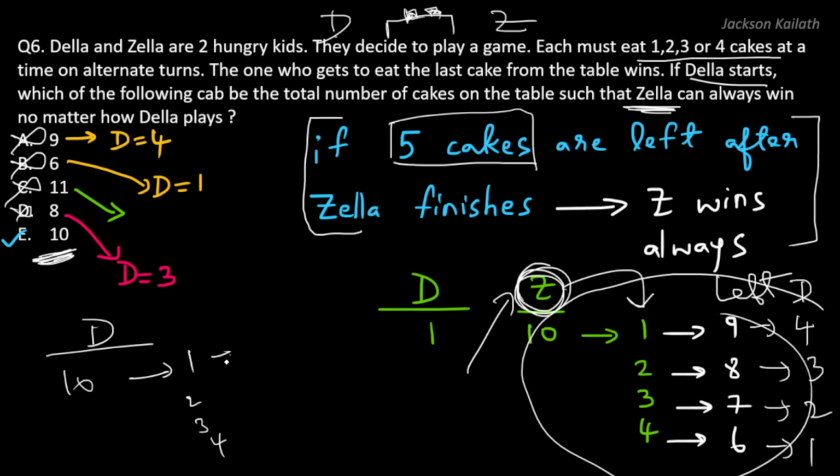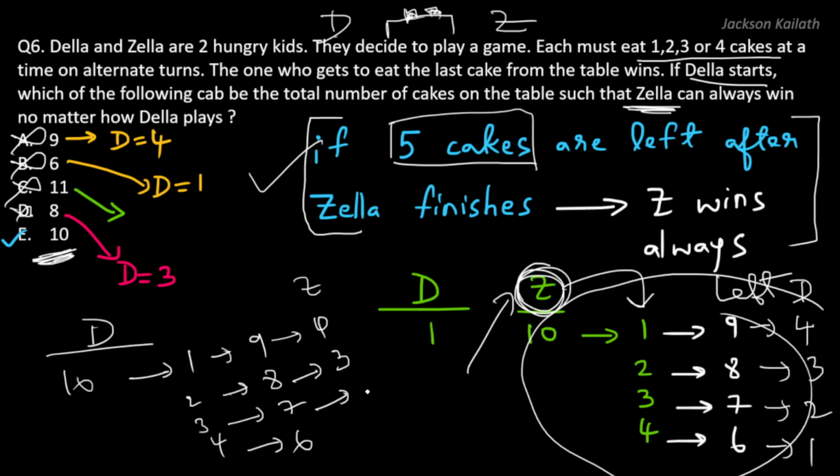Now if Della eats 1, the number of cakes left is 9. If Della eats 2, the number of cakes left is 8. Similarly over here it's 7 and over here it is 6. Now it is Zella's turn, right? Now if Zella eats 4, in this case 5 cakes will be left and this condition is satisfied, so Zella will win. Similarly in this case, Zella just needs to eat 3 cakes and then Zella will always win. Over here also Zella just needs to eat 2 cakes to win, and over here if Zella eats 1 cake, 5 are left, and no matter how many cakes Della eats, Zella will win. So that's why the correct answer to this question is option E, which is 10.